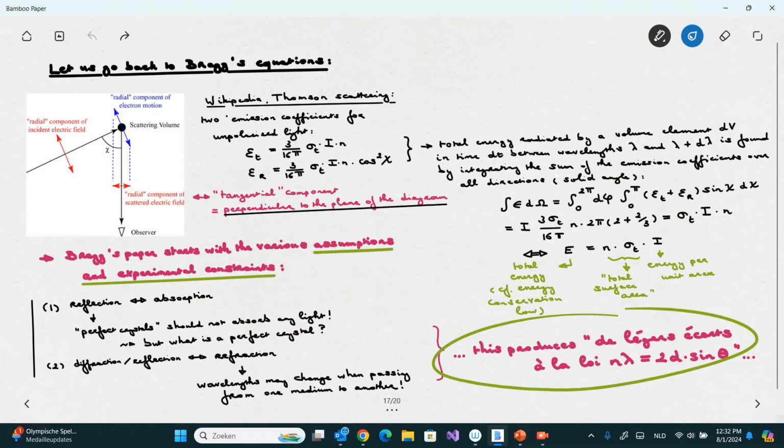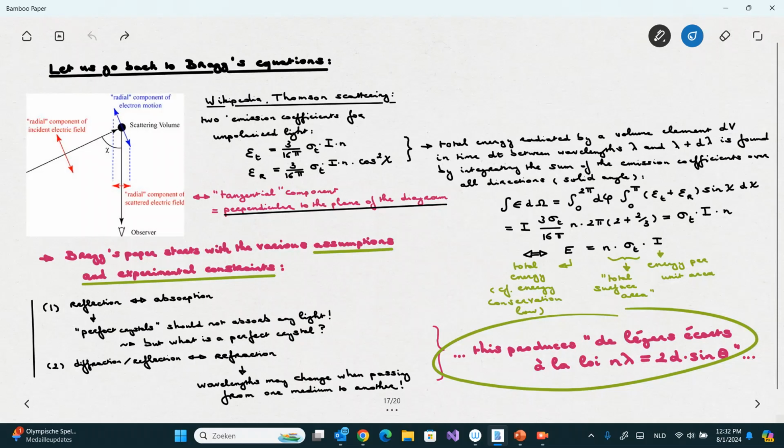So, the formula makes sense, but of course, this formula does not take into account reflection and full absorption. Perfect crystals should not be absorbing any light, but what is a perfect crystal? Do they exist? Diffraction and reflection, there's also refraction. Wavelengths may change slightly in energies when passing from one medium to another. It's a very special phenomenon that you have in wave mechanics, and it may apply to photons as well.